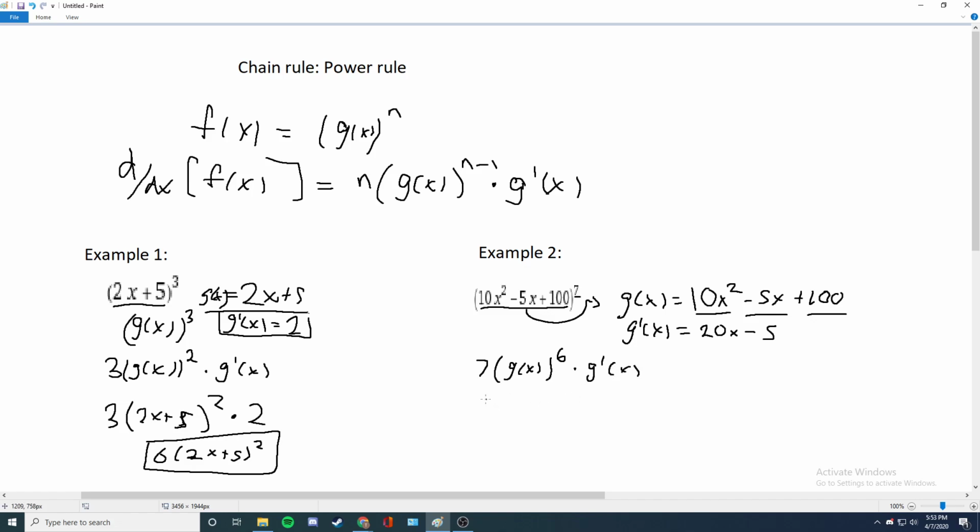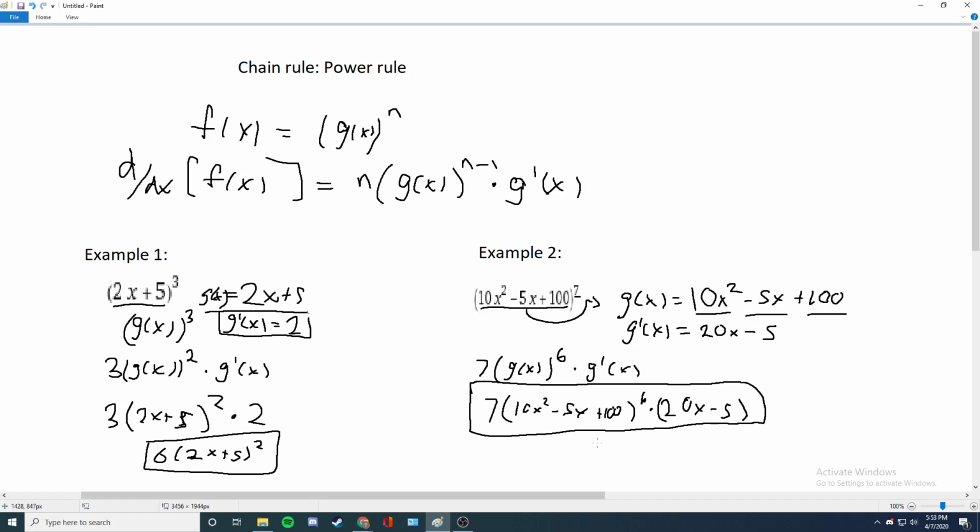And now we can take what we know and put it back in. So we'll have 7 times 10x squared minus 5x plus 100 to the 6th power times the derivative of g of x, the 20x minus 5. And again, I'm just going to leave it like this, because that's not really worth our time to distribute all that out.